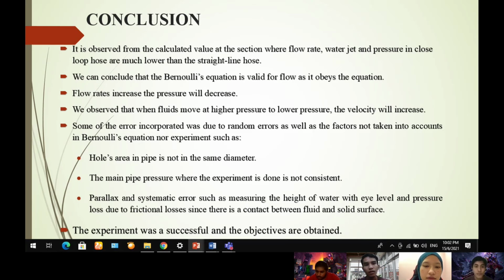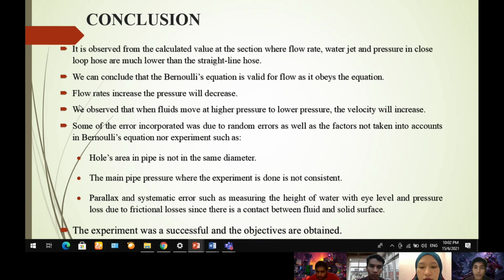My name is Muhammad Hafizin Arif bin Tajuddin. For the last part of this presentation, I will explain the conclusion of this experiment. Throughout the experiment conducted, it is observed from the calculation section that the flow rate, water jet, and pressure in the closed-loop hose are much lower than in the straight-line hose. From the results obtained, we can conclude that the Bernoulli equation is valid for flow as it obeys the equation.